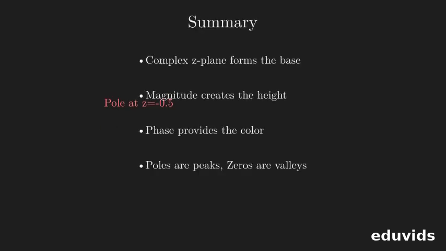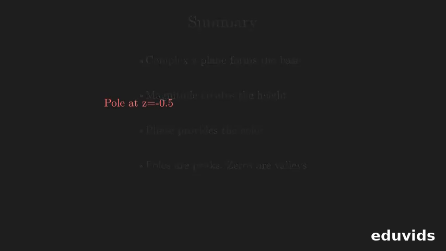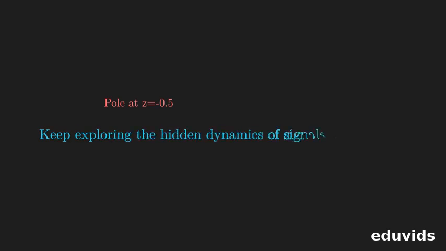We've seen how the complex plane forms the base, with magnitude as height and phase as color. To visualize Z-transforms in 3D, this powerful view clearly shows poles as peaks and zeros as valleys, making system analysis much clearer. Keep exploring how these 3-dimensional landscapes reveal the hidden dynamics of signals and systems.